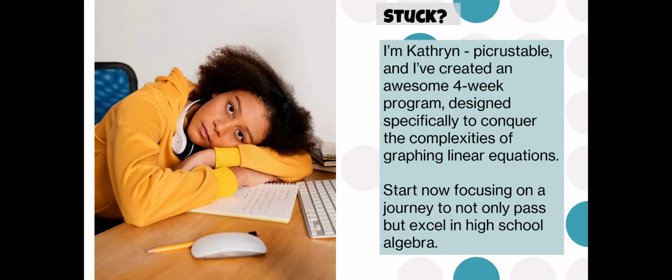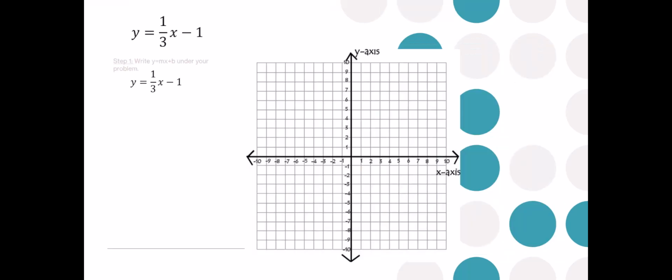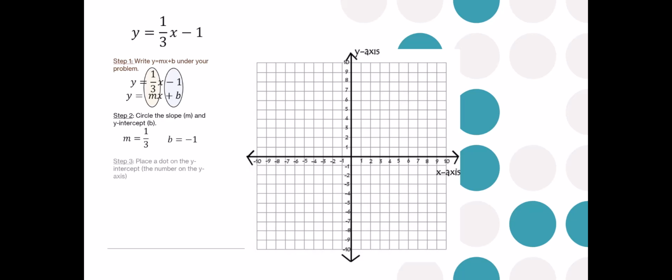So let's see the answer. The first thing we need to do is make sure that it's in y equals mx plus b form. And in this case, it is. Then we're going to circle the slope, which is a third, and then we're going to circle the y-intercept, which is -1. We're going to place a dot on the y-intercept. That's the number on the y-axis. And in this case, it's -1.